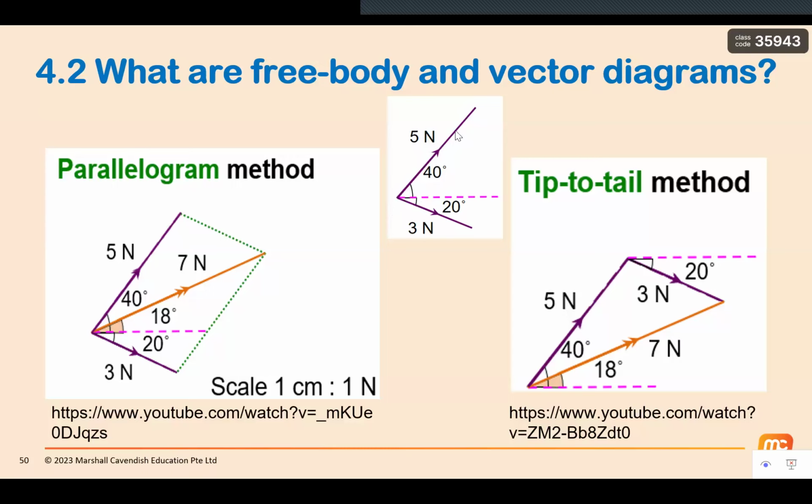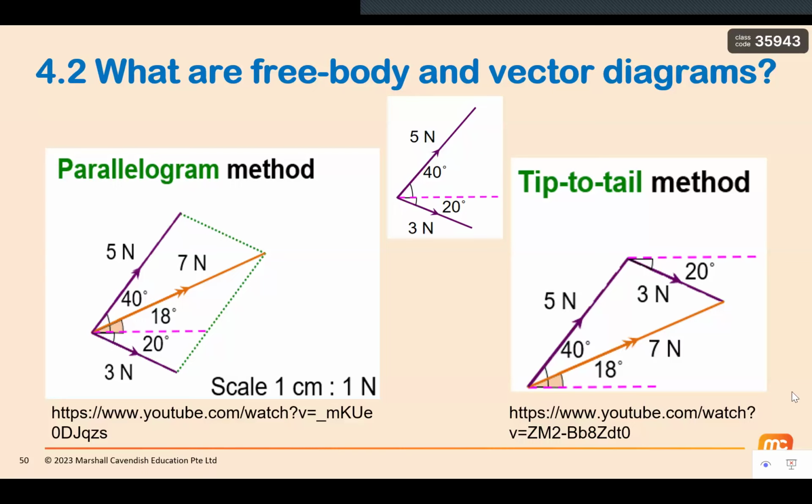So I have 5 Newton up like this at an angle of 40. And then I'm going to shift my 3 Newton down like this. Okay, and 3 Newton is at 20 degrees to the horizontal. So I need to label my angles well. Okay, so I will have like this 5 Newton, then followed by 3 Newton. So my resultant force is starting from here at the start of the 5 Newton all the way until I end up after 3 Newton. So this will be my resultant force, which is represented by a double arrow.